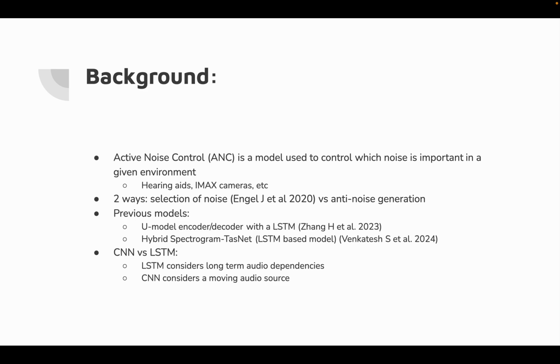From the papers that I've read, there seem to be two main ways to create this anti-noise signal. The first way is through the selection of noise itself, using deep neural network models to segment and classify each component of the audio source and select the one that you want to remove and produce an anti-signal for it. The other method is anti-noise generation, in which the neural network model itself generates this anti-noise signal, which is then used to dampen the audio source.